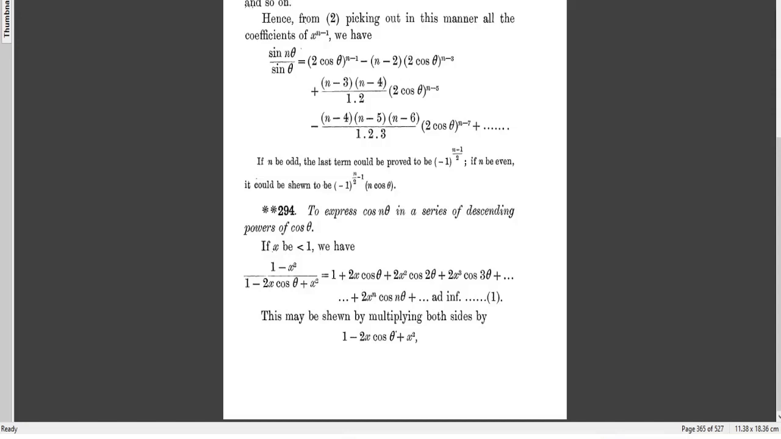Today we have to discuss the expression of cos θ in a series of descending powers of cos θ. For that we choose an x which is less than 1 properly. Then we use the identity (1 − x²)/(1 − 2x cos θ + x²) equal to the infinite series 1 + 2x cos θ + 2x² cos 2θ + 2x³ cos 3θ + etc. + 2xⁿ cos nθ + etc. From there you will get the expression for cos θ.